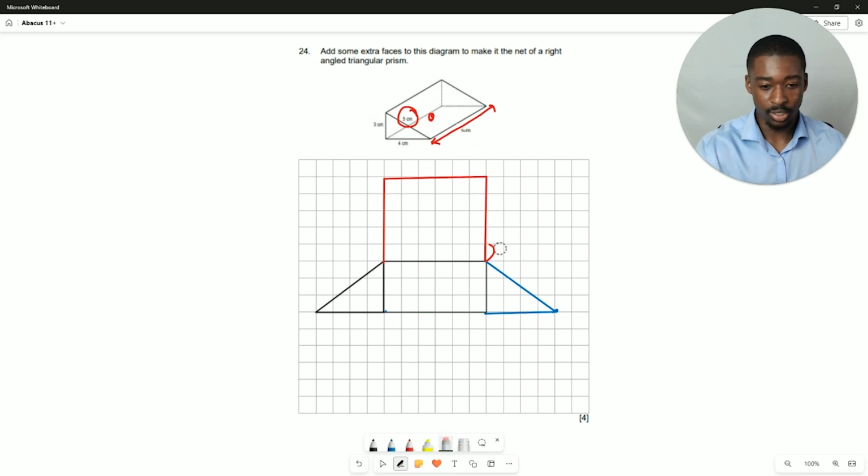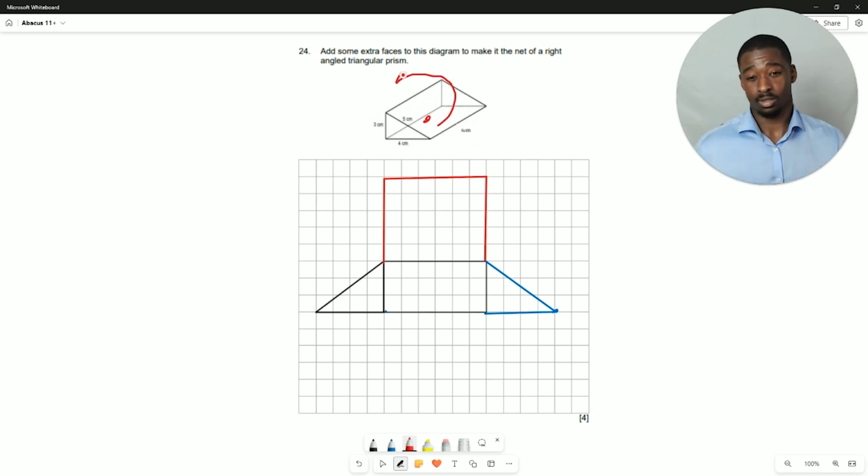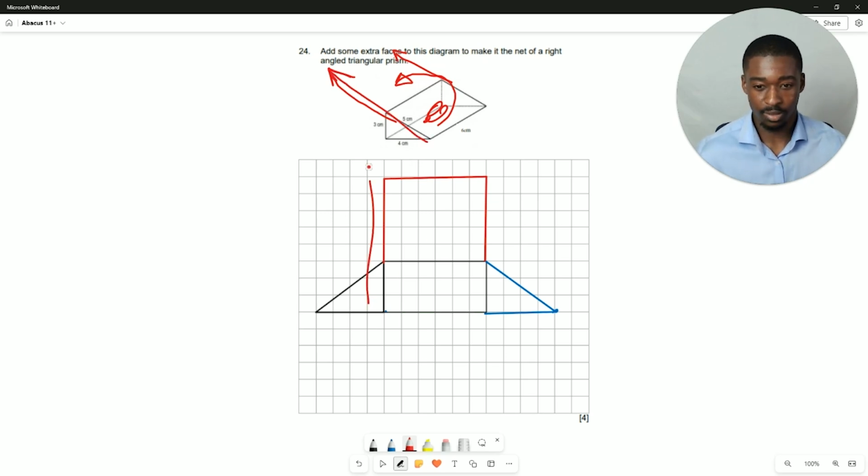And visually, this should make sense to us, because if you imagine it, if we have this face at the top over here and we open up this right-angled triangular prism, then this face at the top should be pointing in this direction, right? So it makes sense that it's going directly up in this direction.